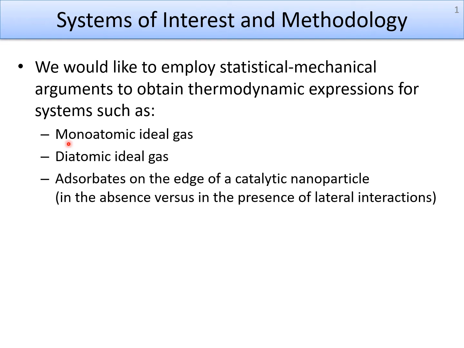We're going to talk about the monoatomic ideal gas, the diatomic ideal gas, in general polyatomic, but we will focus on the diatomic here. And then we're going to talk about condensed phase systems, specifically adsorbates on the edge of a catalytic nanoparticle. This is going to be a one-dimensional system, right? Because the edge is a one-dimensional system. And we're going to talk about this in the context of non-interacting adsorbates. So adsorbates that of course interact with a nanoparticle, but they don't interact with each other, so there are no lateral interactions, versus in the presence of such lateral interactions between the adsorbed particles.